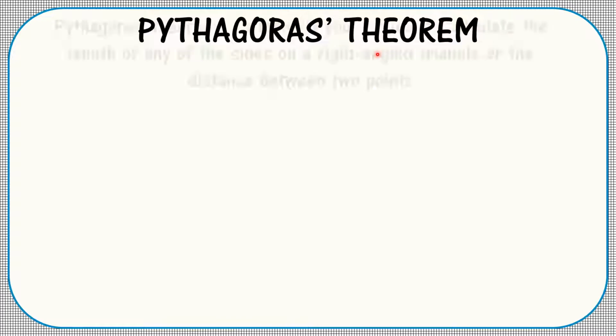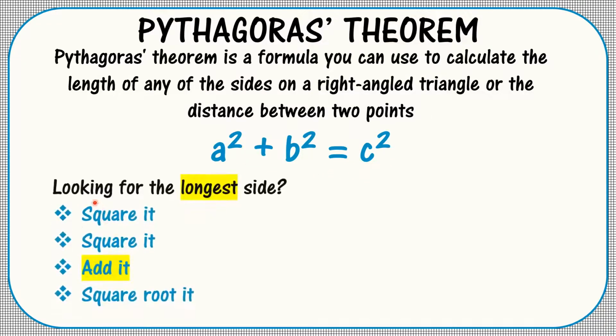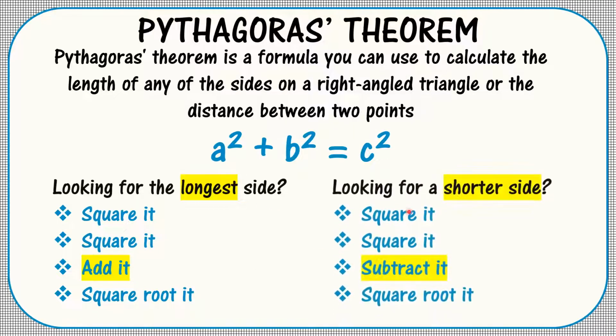For Pythagoras' theorem, it is a formula you can use to calculate the length of any of the sides on a right angled triangle or the distance between 2 points. Pythagoras' theorem is a squared plus b squared is equal to c squared. If you are looking for the longest side, you will square it, add it, square root it. If you are looking for a shorter side, you will square it, subtract it, and then square root it.